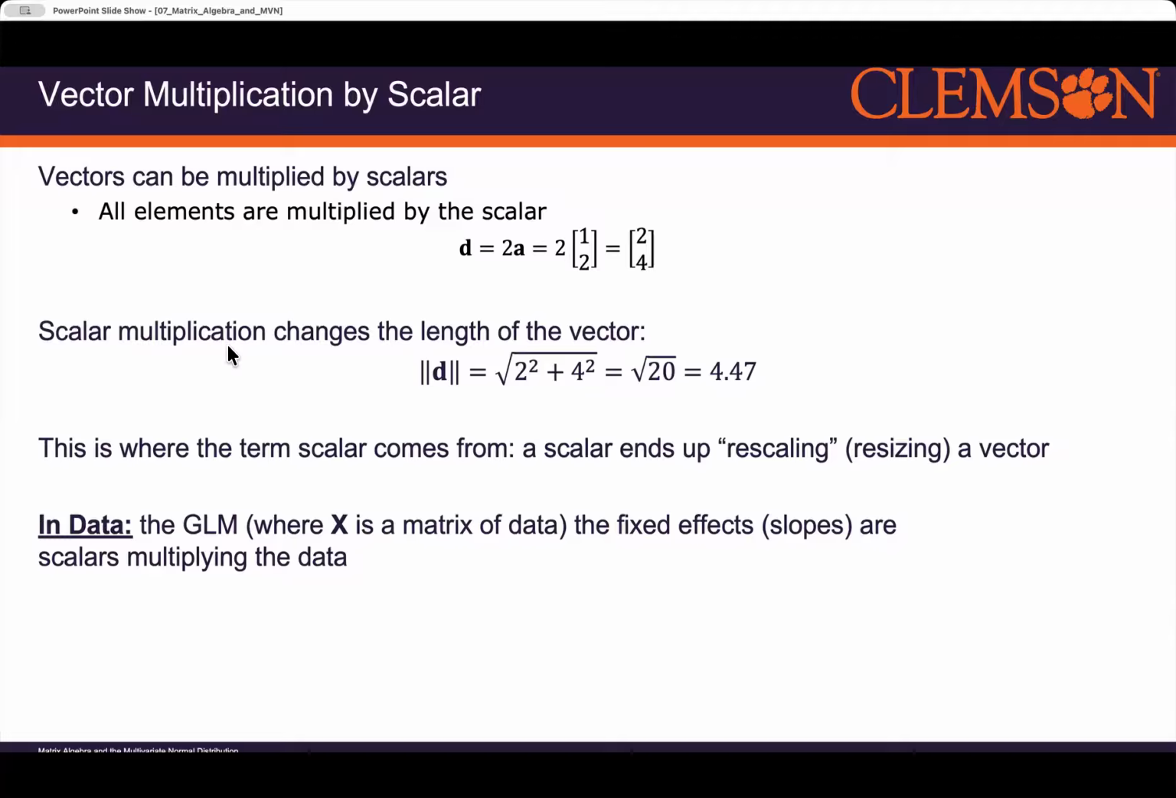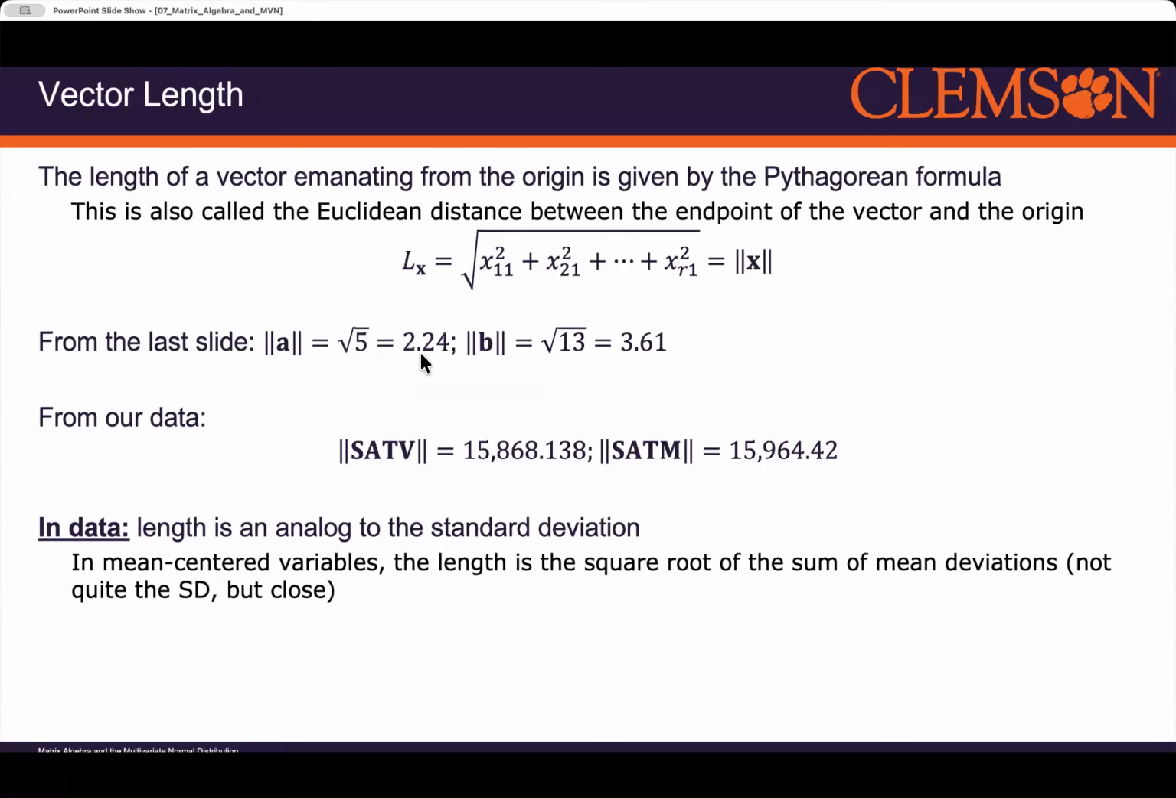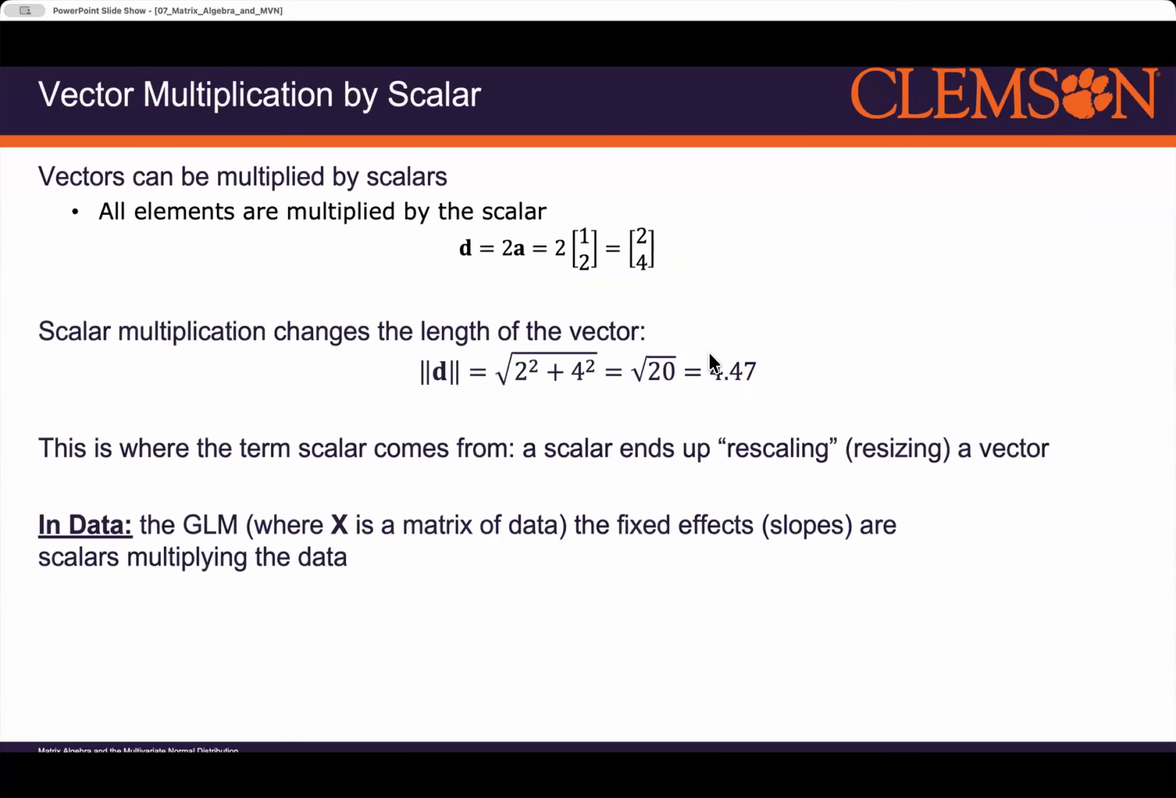What scalar multiplication does is it changes the length of the vector. And the length of the vector d is 4.47, whereas the length of the vector a was 2.24. Literally, we have doubled the length. When we multiply a vector by 2, we extend its length by 2. Similarly, if we were to multiply this by 0.2, it would be 20% of the length before. It'll shrink or grow the vector. It basically resizes the vector. Now, we use scaling in other contexts in statistics as well.